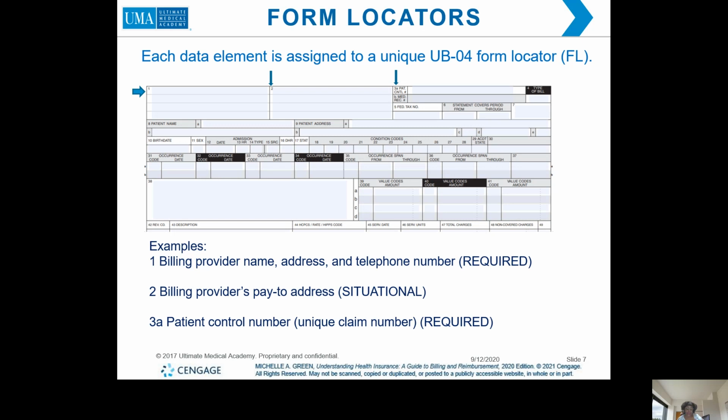And then in number 2, you will put the provider's pay-to address. Now, the pay-to address is not always the provider's physical address. Then the patient control number. At this point, we don't really need to know what that is. That's something special for inpatient. But as you can see, there are a lot of form locator numbers on this UB04.